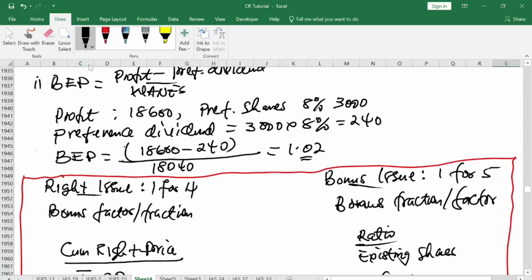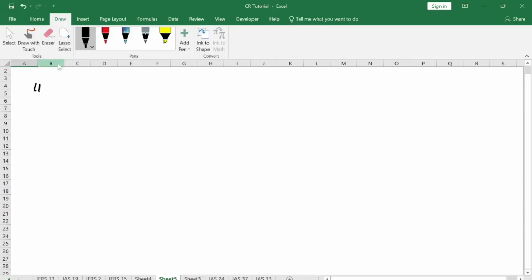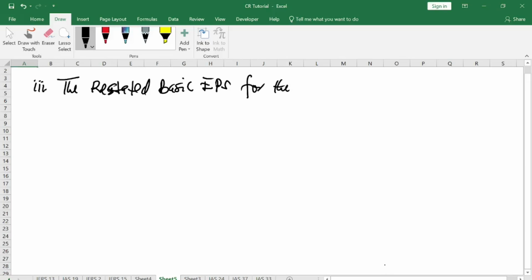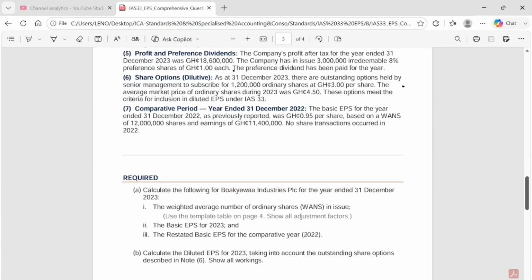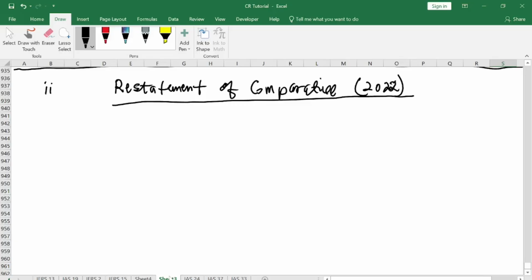All right, so now that we know our basic earnings per share, what next? What did they ask? They said we should find the restated basic earnings per share for the comparative year 2022. They want us to restate the basic earnings per share for the comparative year 2022. Why do we have to restate the 2022 earnings per share?